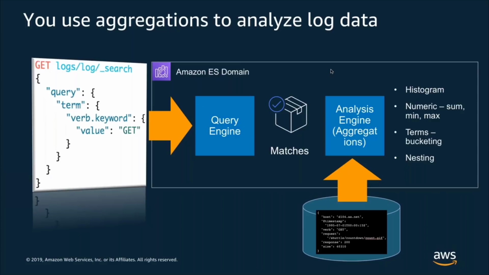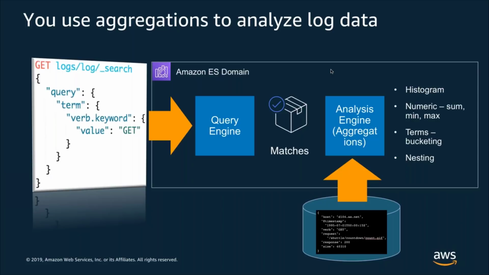And then we'll run, it's not exactly like this in the code, but we'll run the moral equivalent of an analysis engine. And that analysis engine will go and retrieve the source document for all of the matches, and then it can compute statistics on the fields in those documents.